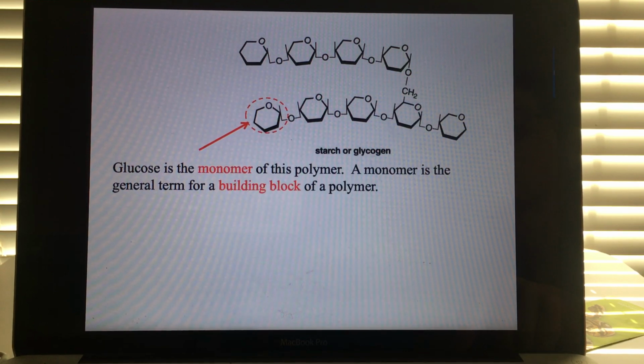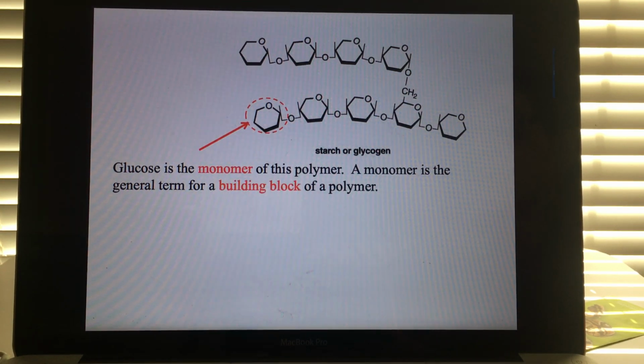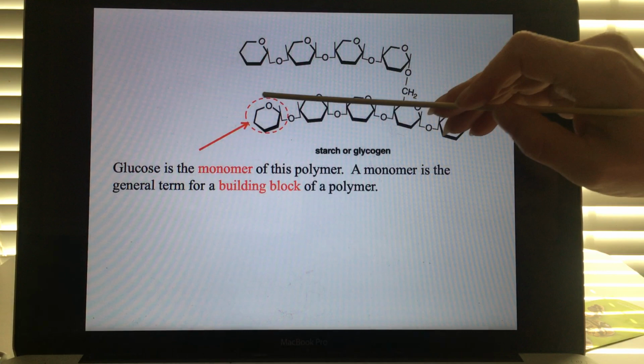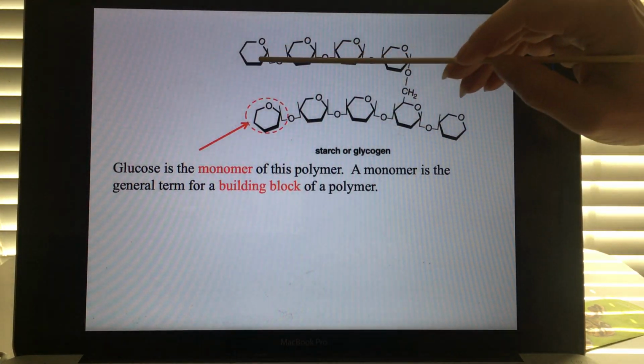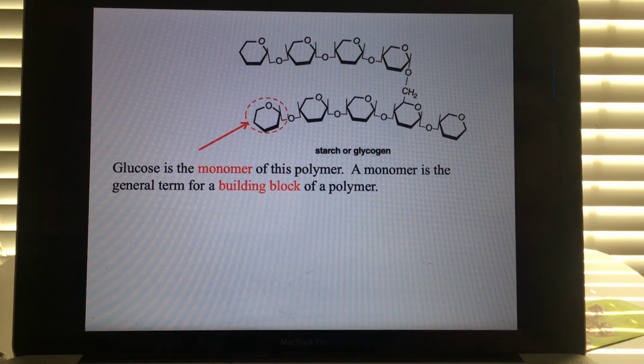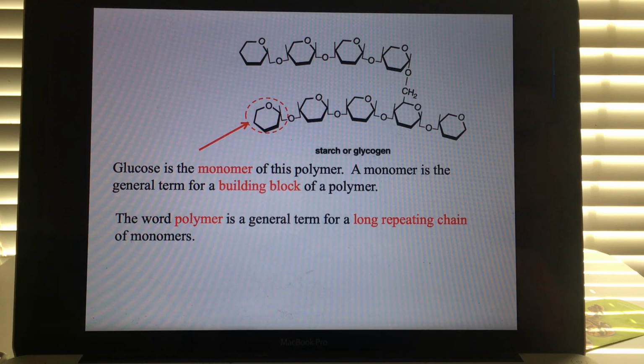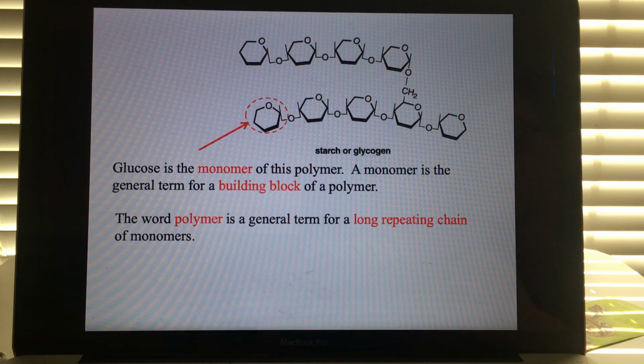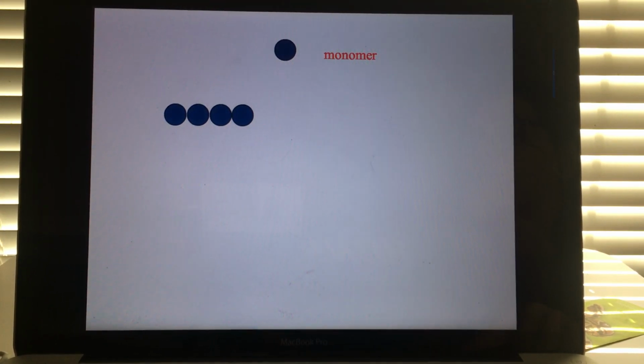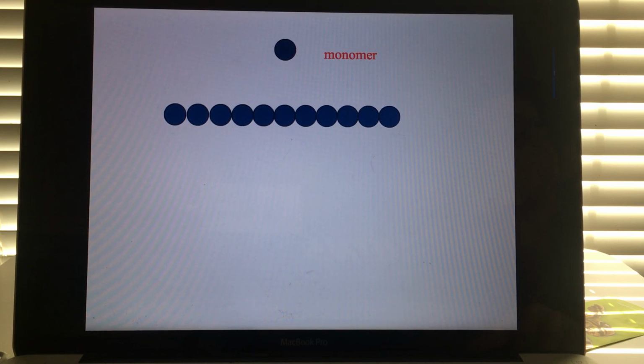So that is a glucose molecule. Glucose is the monomer of this polymer. So here's a monomer, polymer. I've been using the terms monomer and polymer, and now I really want to focus in on what those terms mean. A monomer is a general term for a building block of a polymer. And the polymer is a general term for a long repeating chain of any building block. So here is a general representation of a monomer. And then if we put a bunch of them together, we have a polymer.